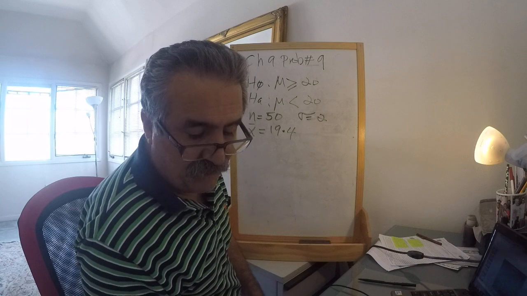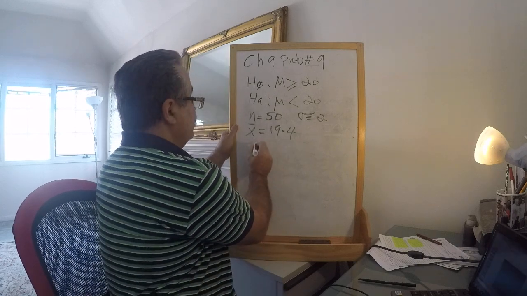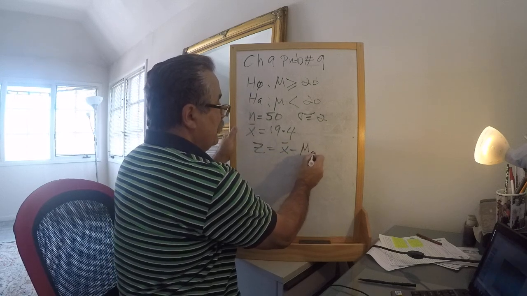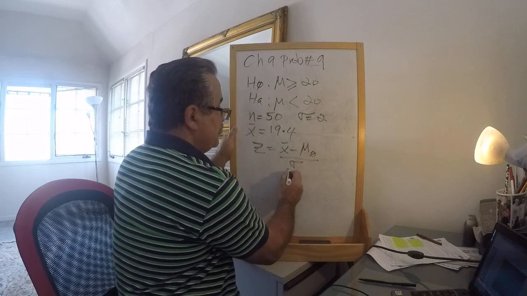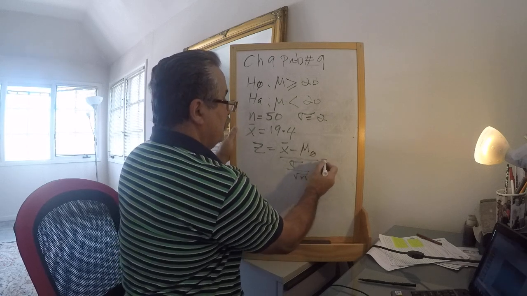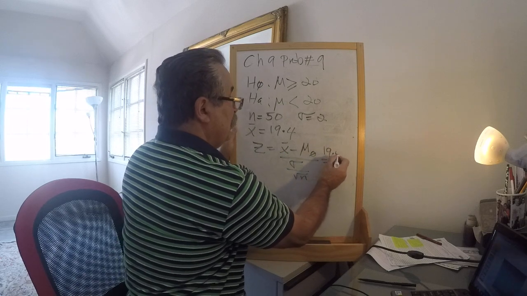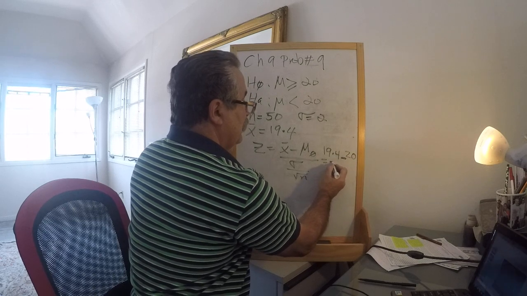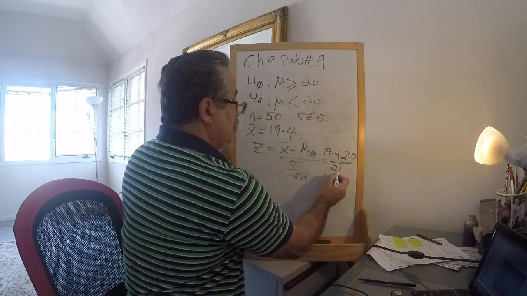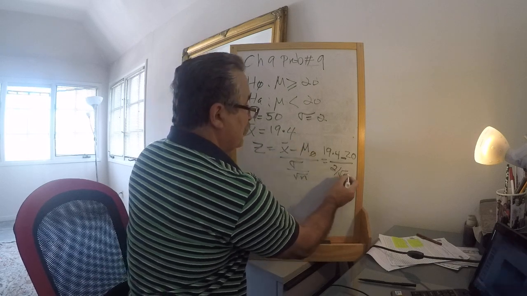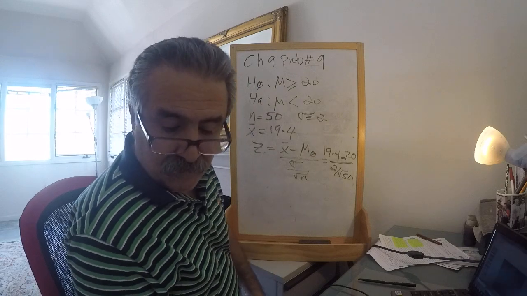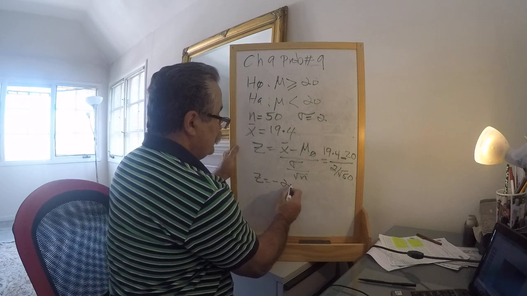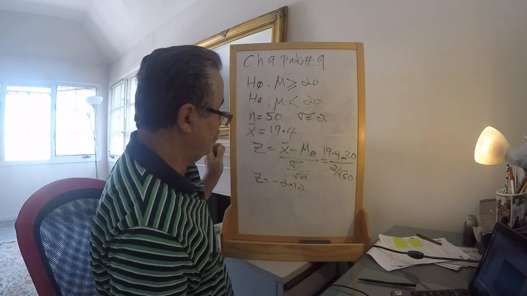Part A, compute the value of the test statistic. Z is equal to x bar minus mu sub 0 divided by sigma over square root of n. x bar 19.4 minus 20, divided by 2 over square root of 50. So the answer is z is equal to negative 2.12.